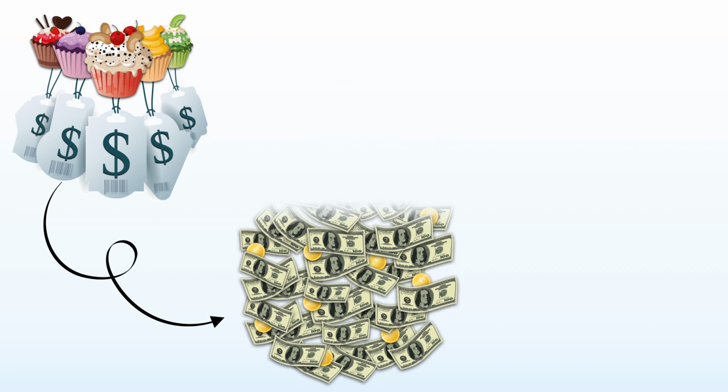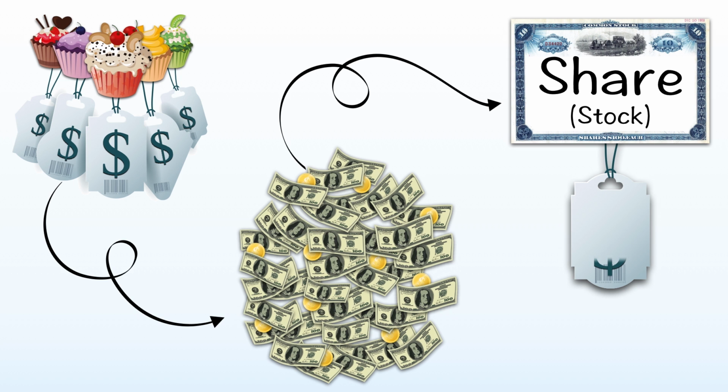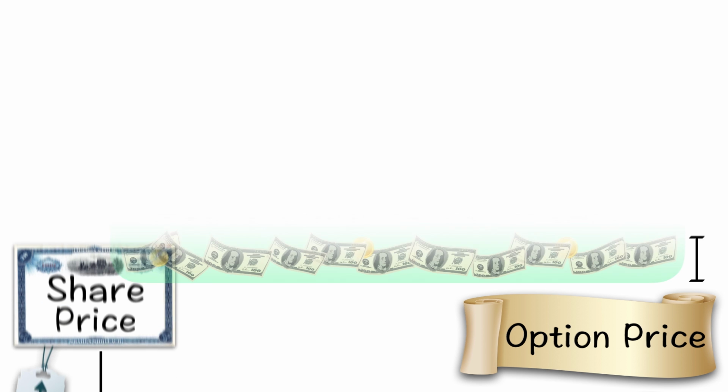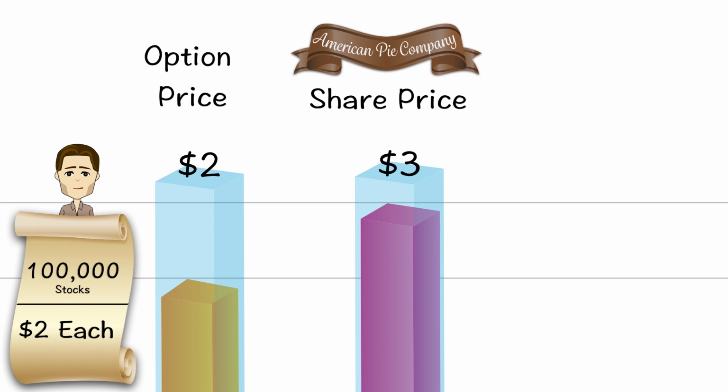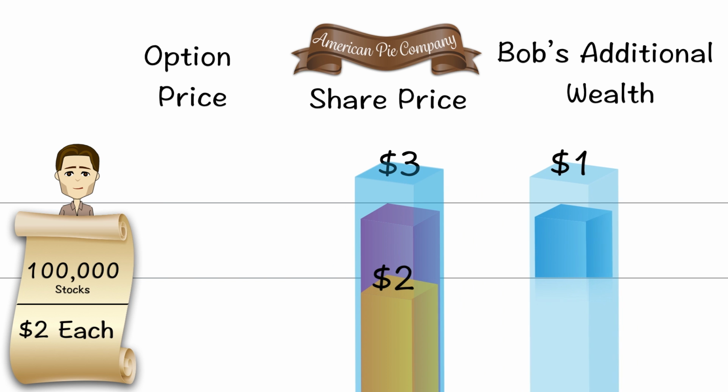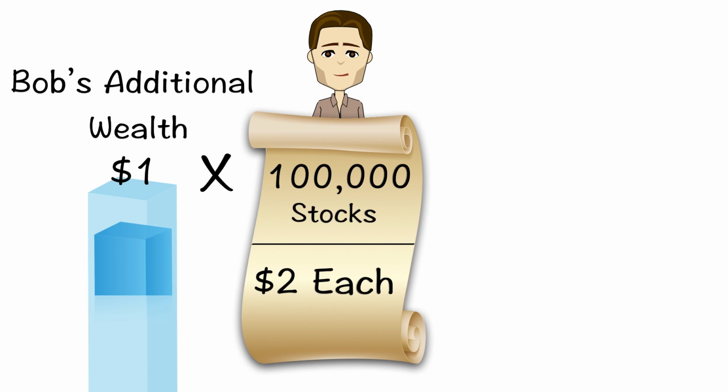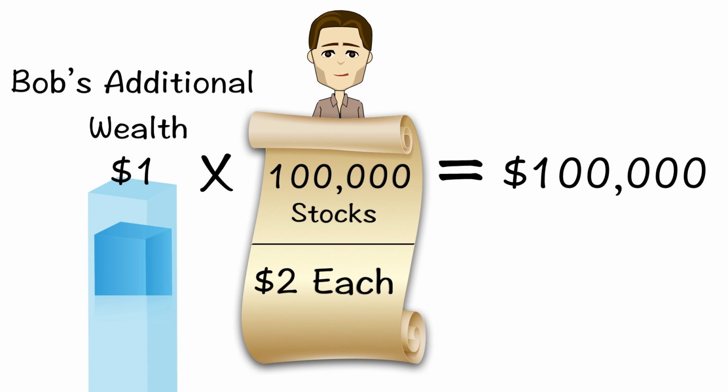How? The more sales Bob pulls in, the higher the profits, assuming all else is equal. The higher the profits, the higher the share price. The higher the share price, Bob can hold additional wealth by the difference between the price of the option and the current share price. For example, at $3 price per share, Bob generates an additional $1 on each stock, which means he earned an additional $100,000.